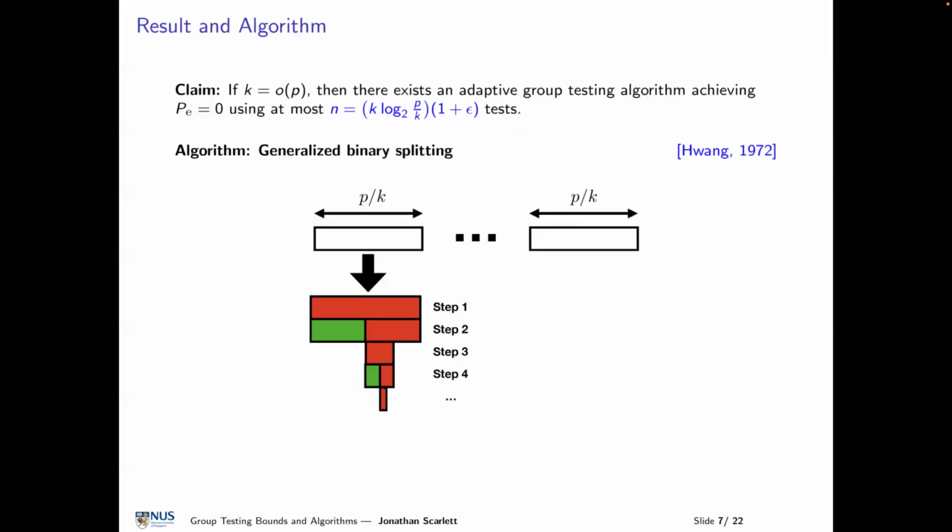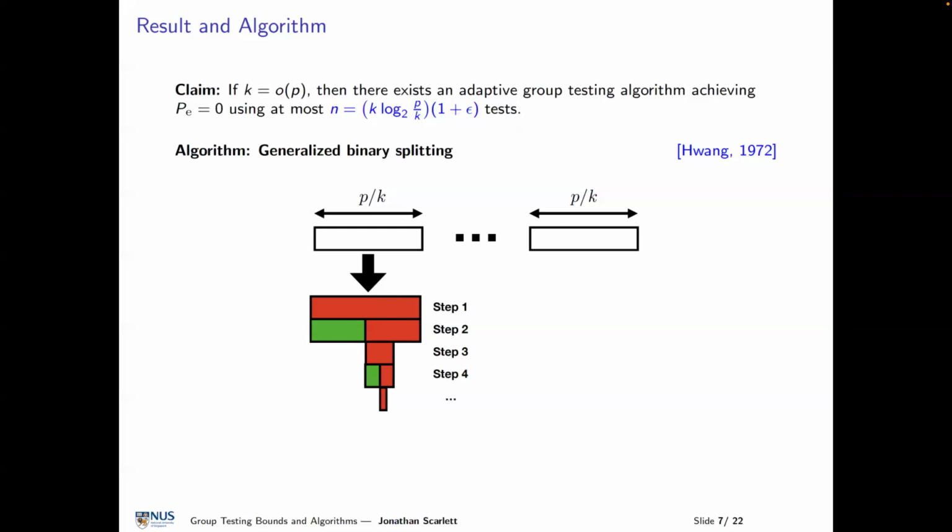Very simple, just like binary search on these carefully chosen subset sizes. And basically you get k log p over k, because there's log of p over k steps here, and you have to do it k times. Maybe you have to do a few more tests to figure out that you don't have to search this part anymore, but those extra tests are second order terms. They factor into this epsilon. Okay, so very simple and explicit algorithm there.